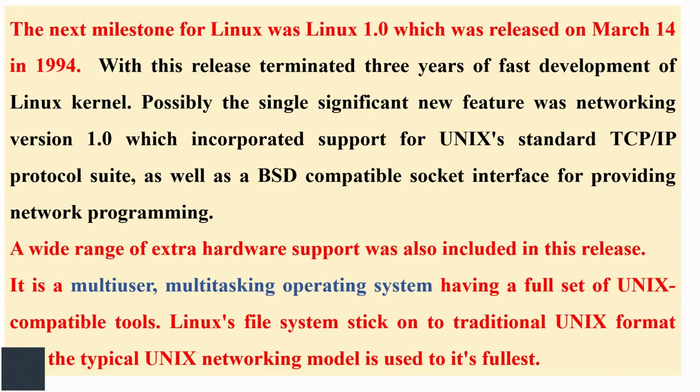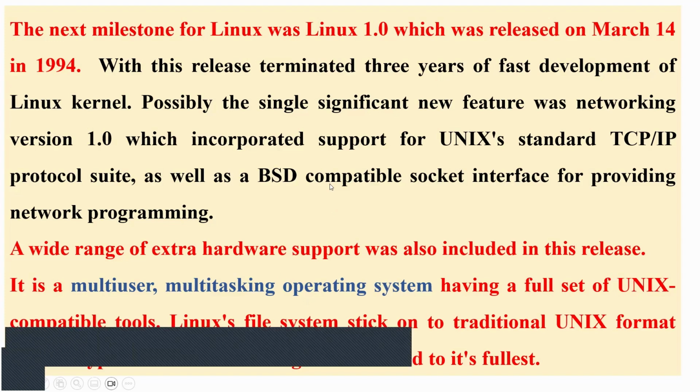In this version 1.0, a wide range of extra hardware support was also included. It is a multi-user, multitasking operating system having a full set of Unix-compatible tools as well. Linux file systems stick to the traditional Unix format, and this is how Linux was improving, with the typical Unix networking system used to its fullest.